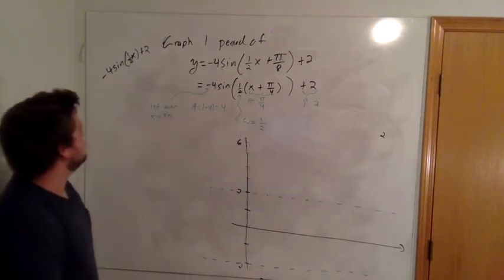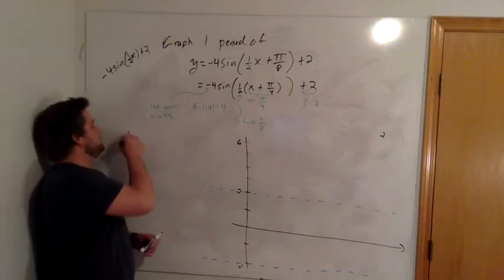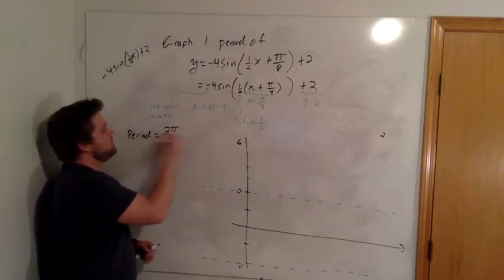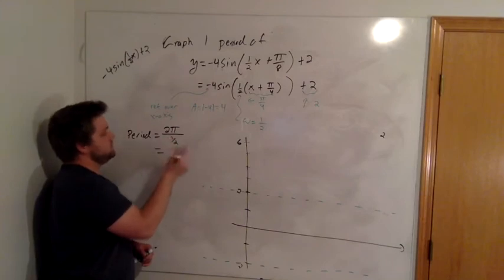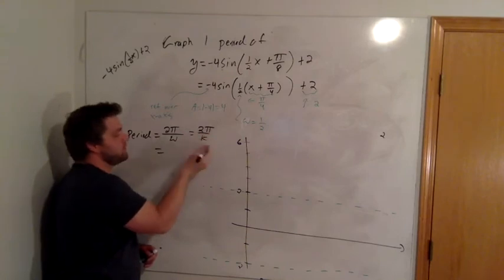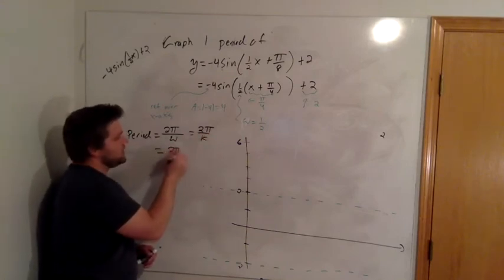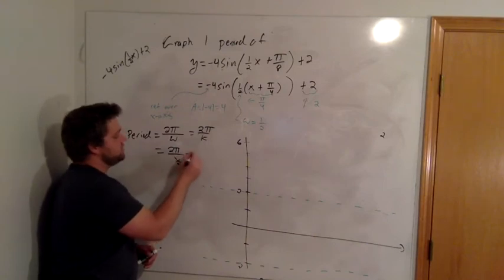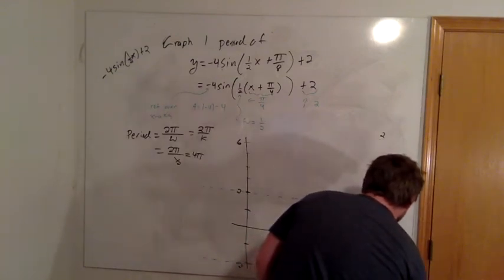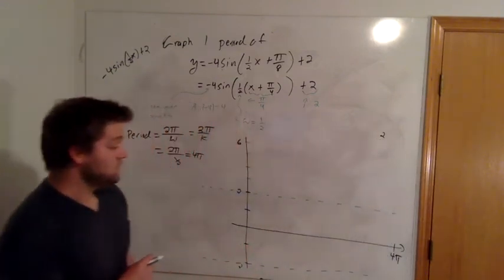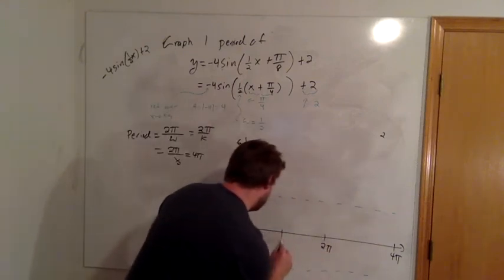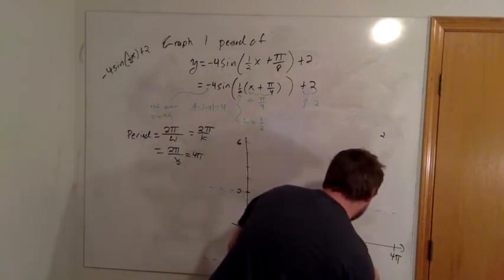Okay. So let's figure out what our period is. So our period is going to be equal to 2 pi over omega, or you'll see the book might say 2 pi over k. K is just a different letter. So 2 pi all over 1/2, this will be 4 pi. Okay, so let's go out over here to 4 pi. 2 pi, pi, and 3 pi.